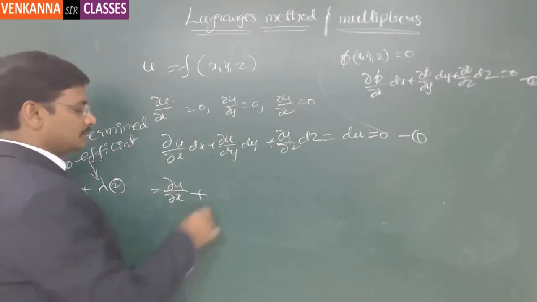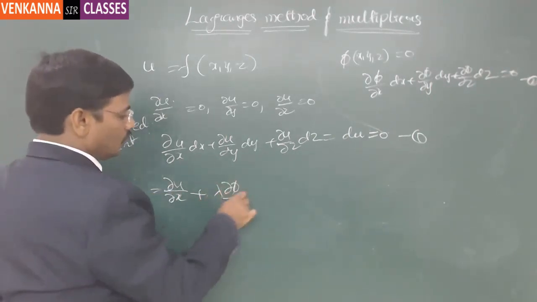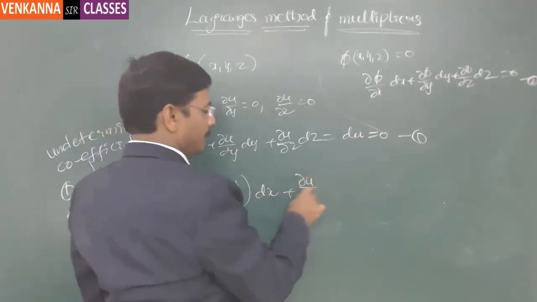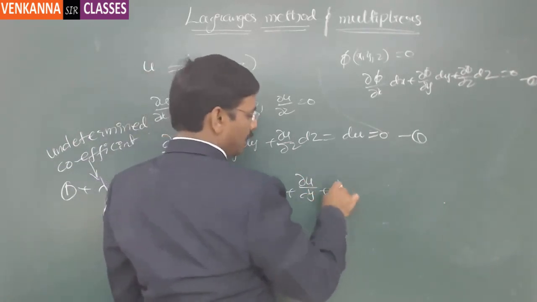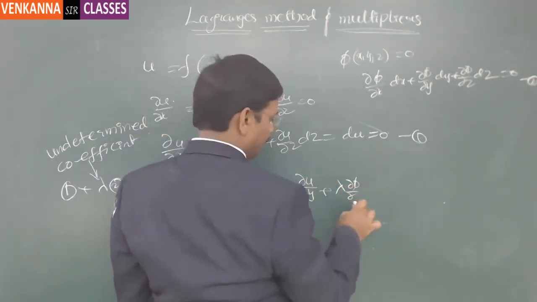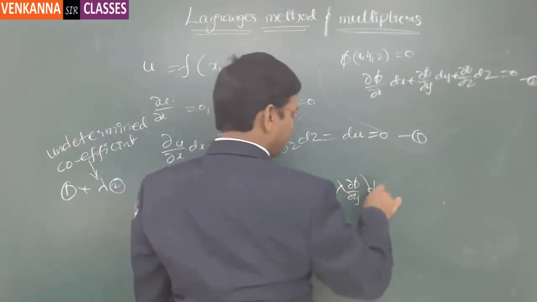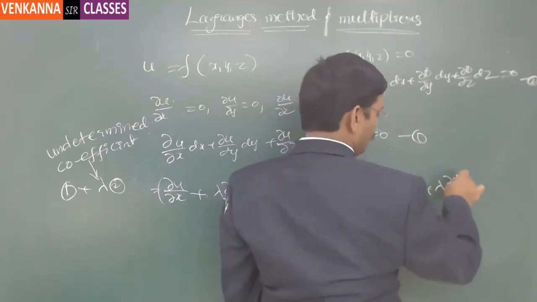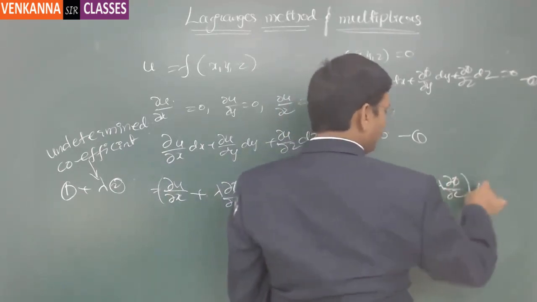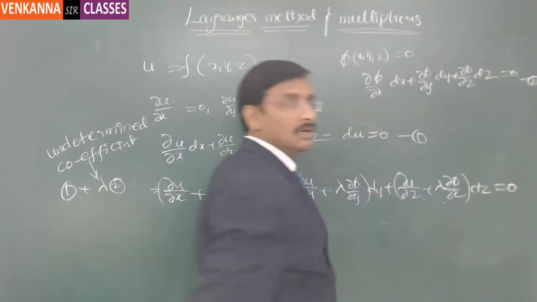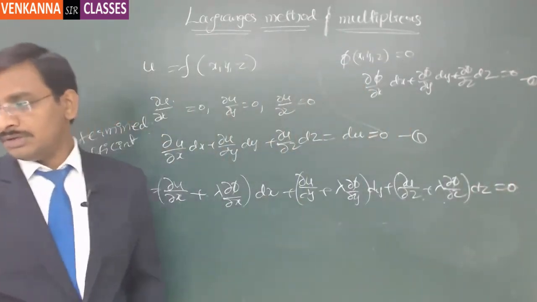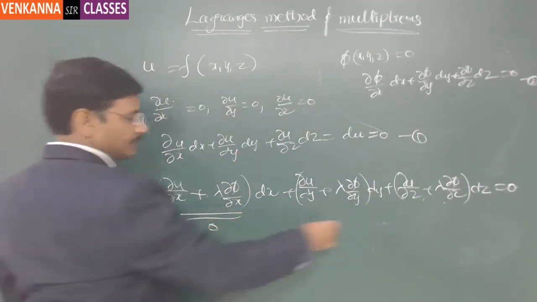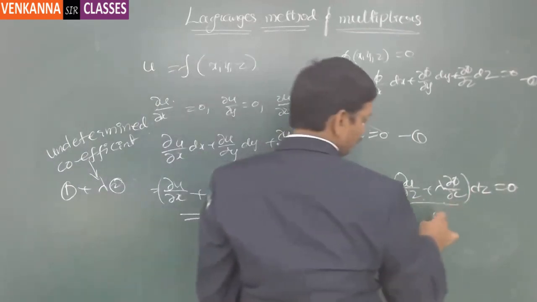So this is dou u by dou x plus lambda times dou phi by dou x, times dx, plus dou u by dou y plus lambda times dou phi by dou y, times dy, plus dou u by dou z plus lambda times dou phi by dou z, times dz, is equal to 0, because the RHS part is anyway 0. Got it? Now, if that is equal to 0, independently this part will be 0 and this part will be 0 and this part will be 0.